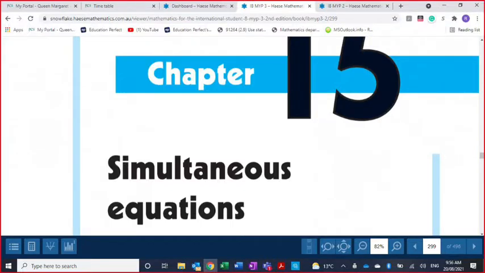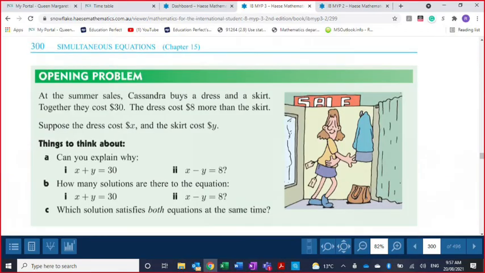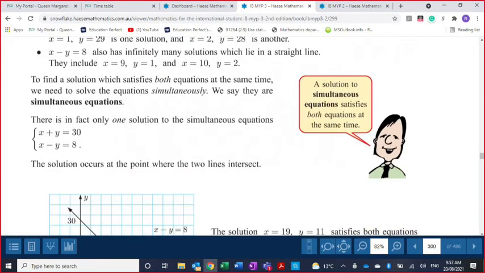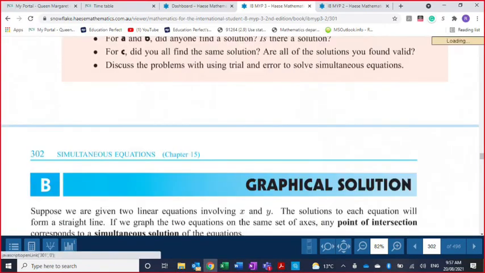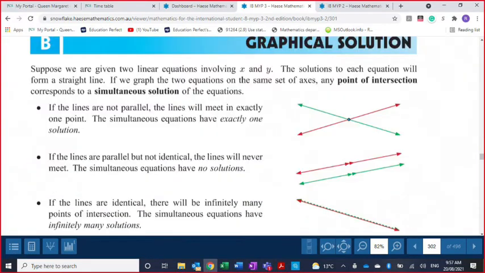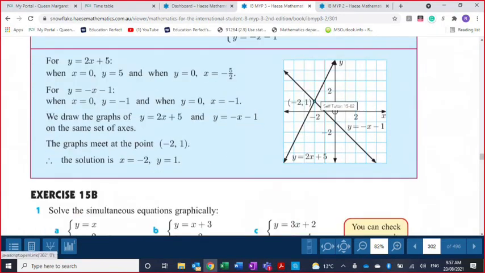All right, so we're just going to go to the simultaneous equations section. It starts on page 299 in your Snowflake book, and you're going to see that they're going to do several processes. The first one they talk about is just kind of a guess and check. Don't worry about that, trial and error. That's not a good method unless they're super simple. The graphical solutions is good when you have the graph, but if you don't have the graph, you're not going to know what's happening. But it does explain what the solution is.